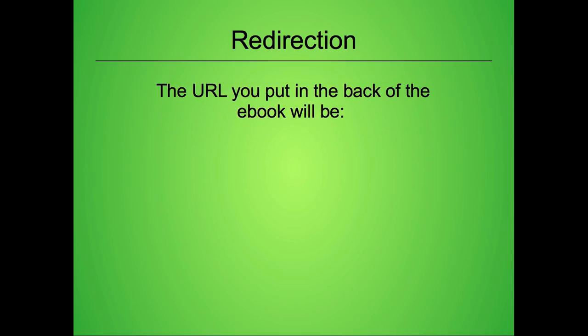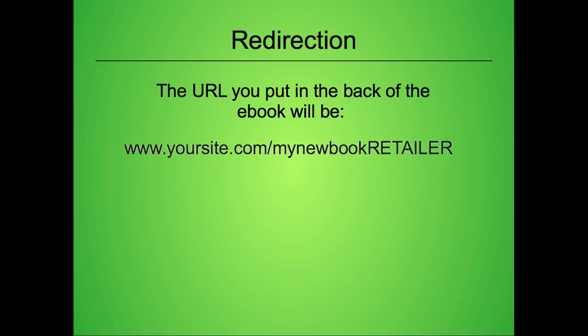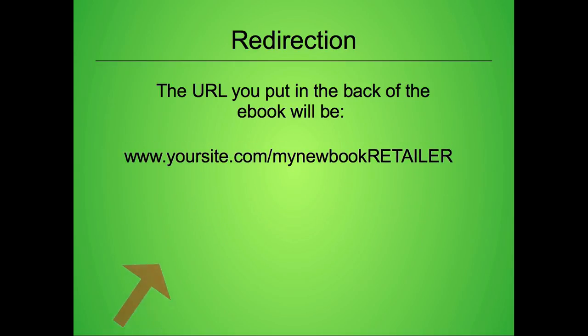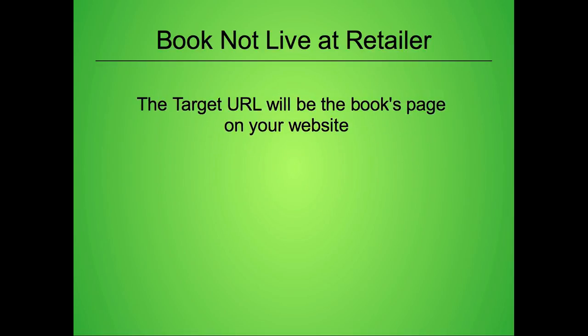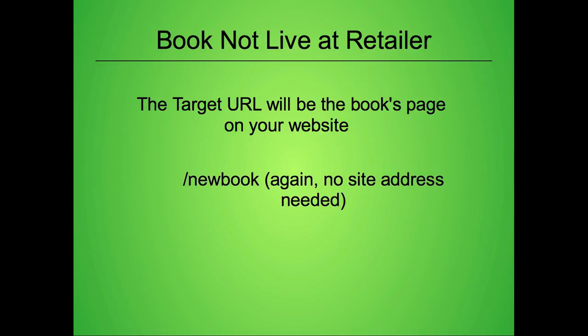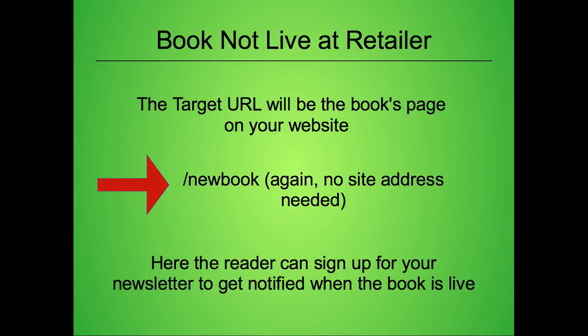What you're actually going to put in the back of the ebook, the actual full Evergreen link, will include your website address. So again, if the book is not yet live at a retailer, what you might want to do is in the target URL, you'll put the books page on your website. And it, again, will look something like /new-book. Again, no site address needed. And then on the book page is where the reader can sign up for your newsletter.